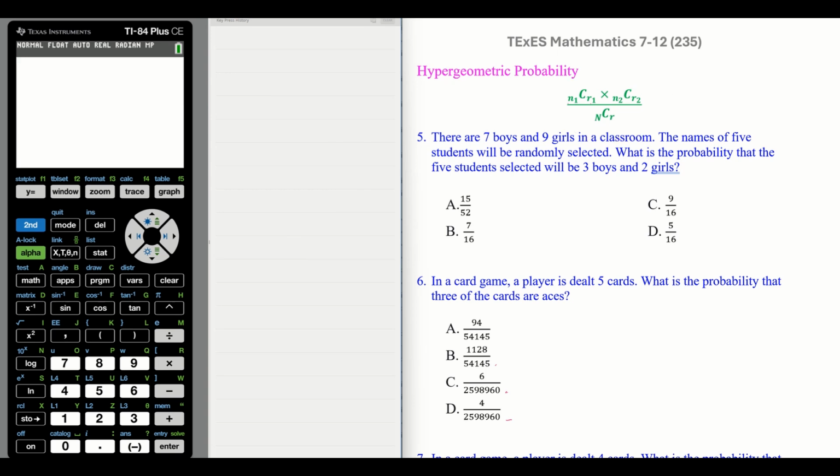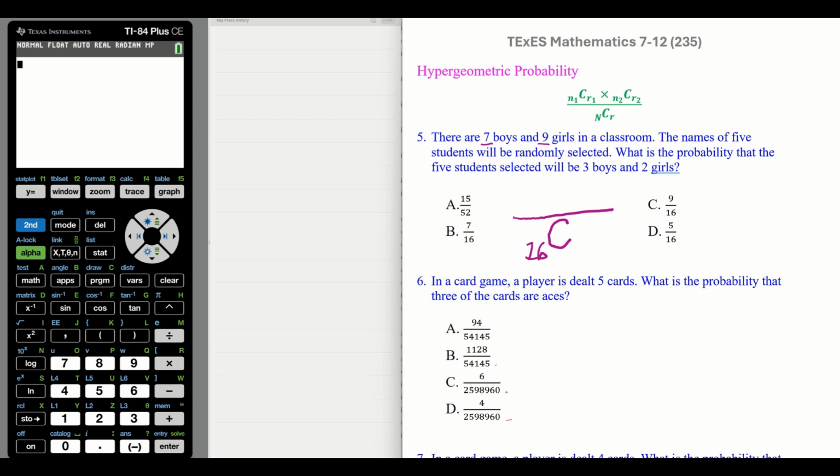Okay, number 5. There are 7 boys and 9 girls in a classroom. The names of 5 students will be randomly selected. What is the probability that the 5 students selected will be 3 boys and 2 girls? Instead of going through a full explanation, let me write this out so you see what we mean. In the denominator, n is the total number of outcomes you're talking about.